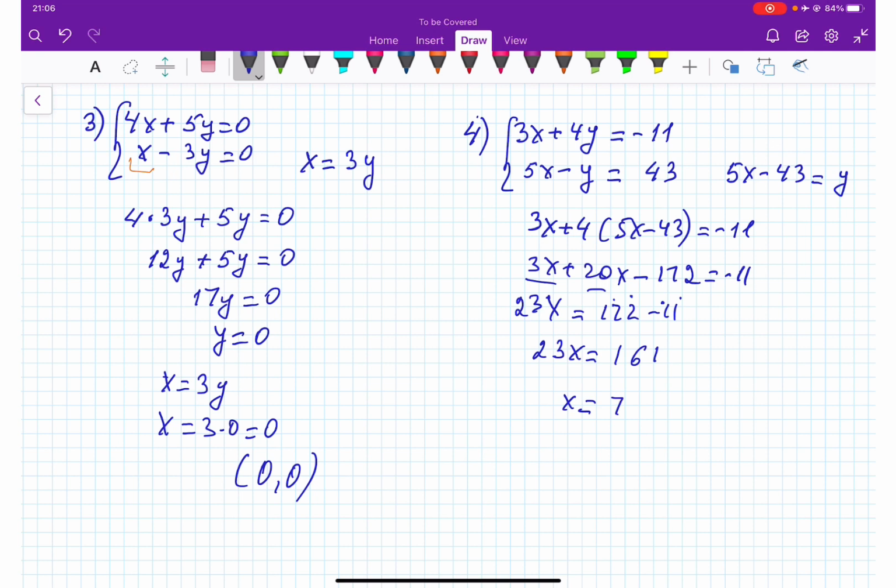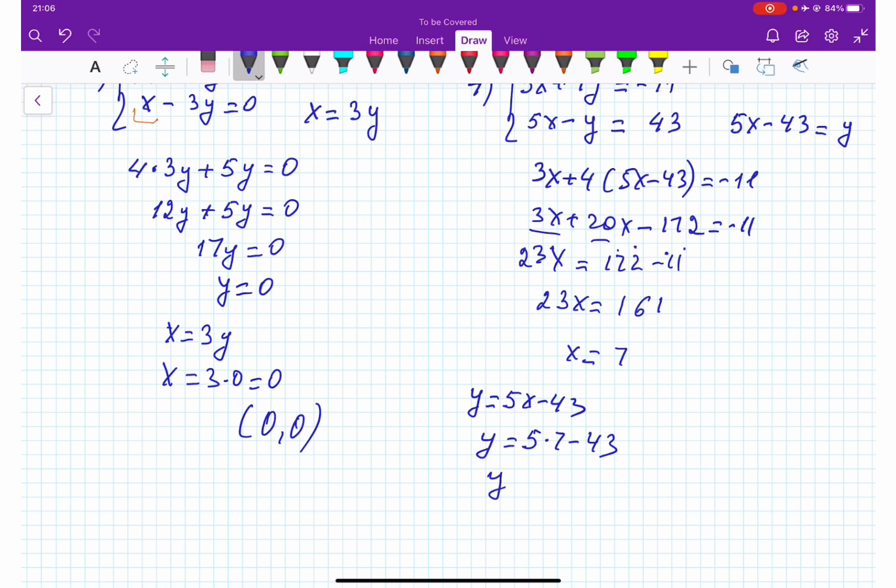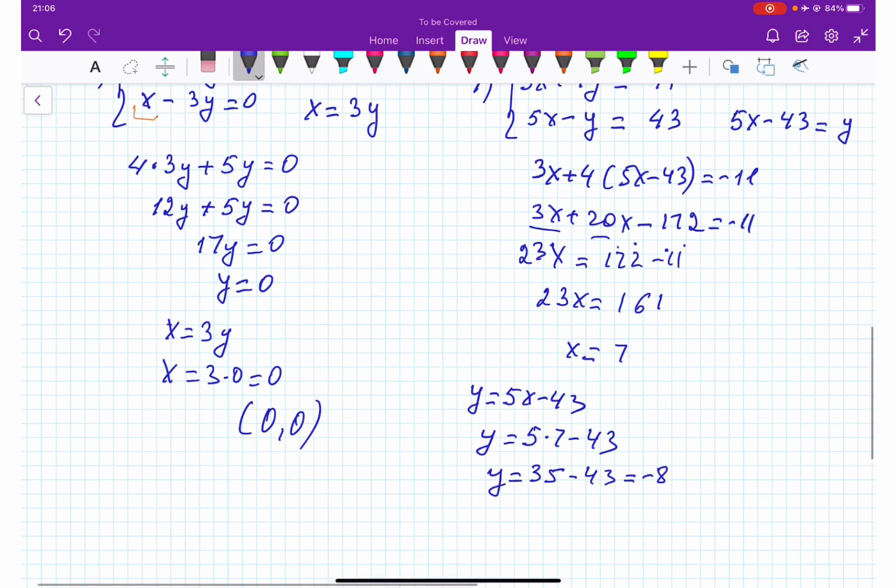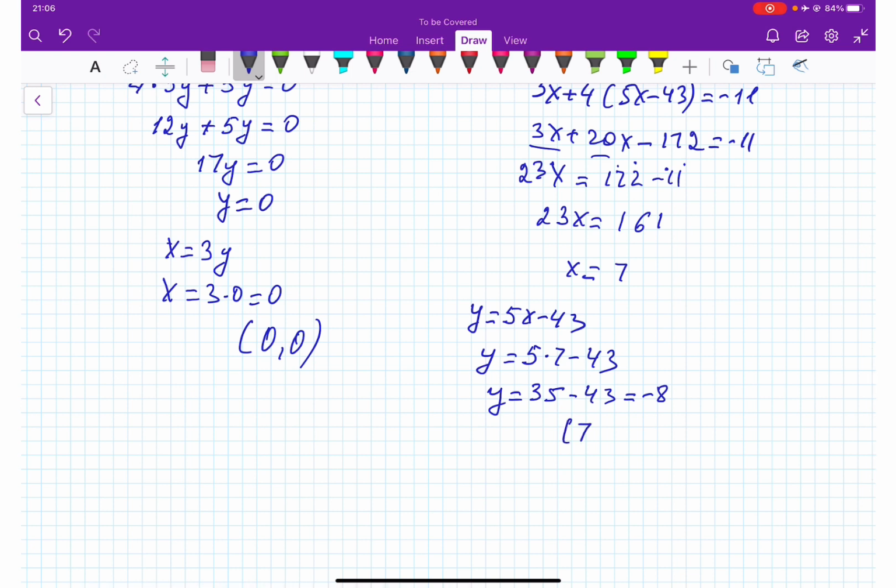Now let's find y. Y we know is equal to 5x minus 43. Here it is. So from here, y is equal to 5 times 7 minus 43. Y is equal to 35 minus 43, which is equal to negative 8, which means the solution is going to be x is 7 and y is negative 8.